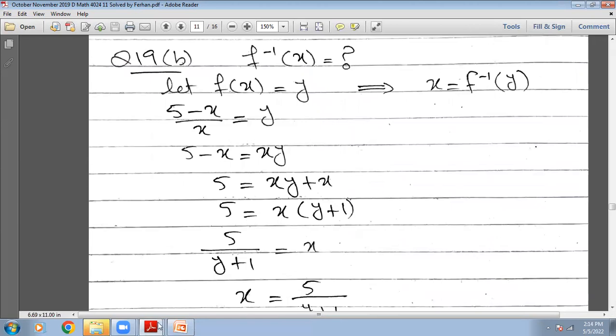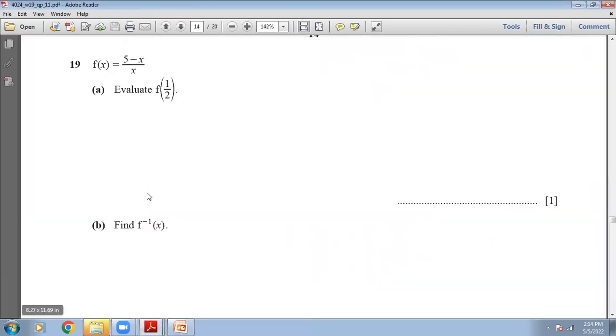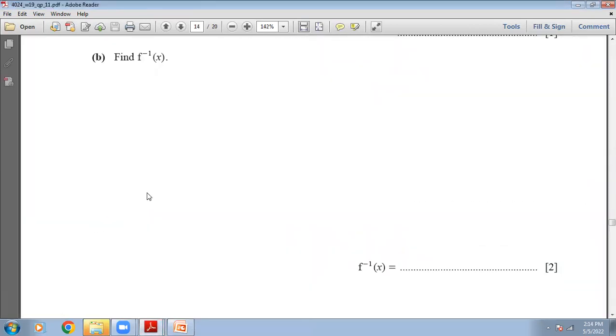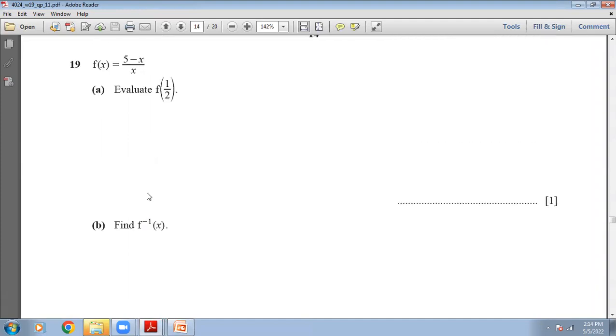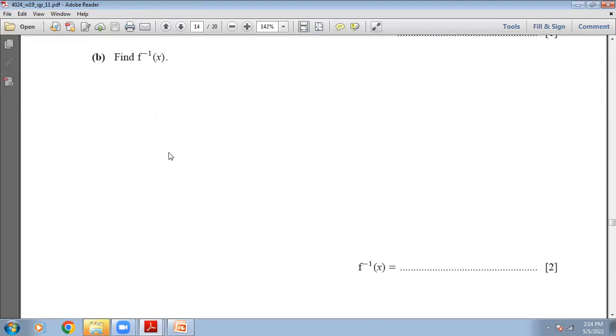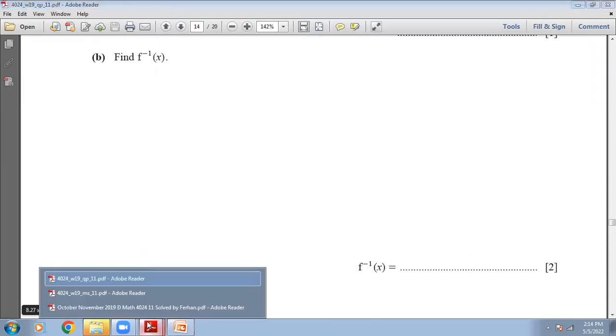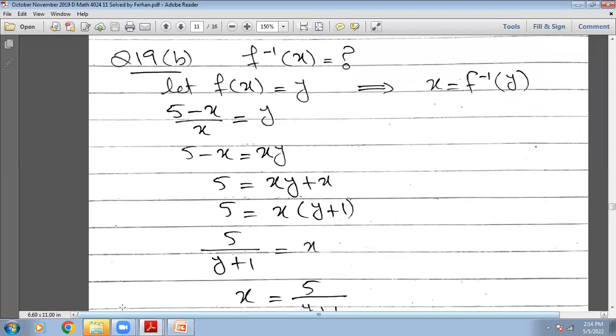So now we are going to the next part. In the next part of question number 19, he says, find the f inverse of x. We have to find the inverse of this function. This question is coming from D3, chapter number 2, the chapter on functions. So let me show you how this is done. It's a set procedure, how we proceed.